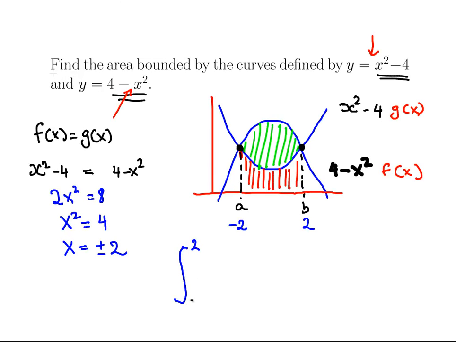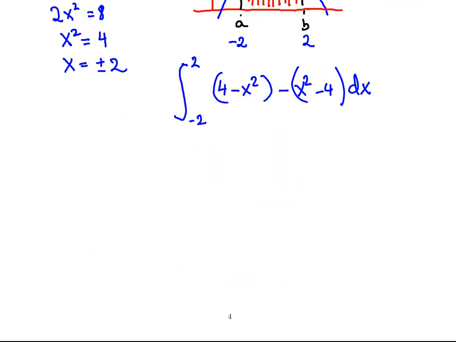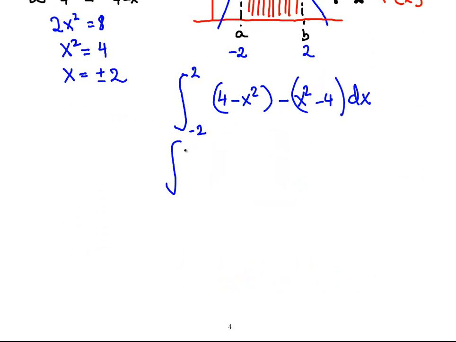So that is 2 and minus 2. f of x is 4 minus x squared, and minus g of x, that's x squared minus 4 dx. Okay, let's simplify that. 2 to minus 2. That would be 8 minus 2x squared dx.